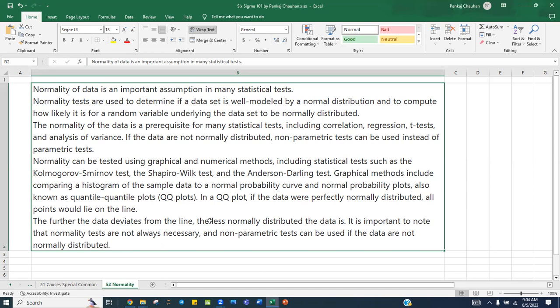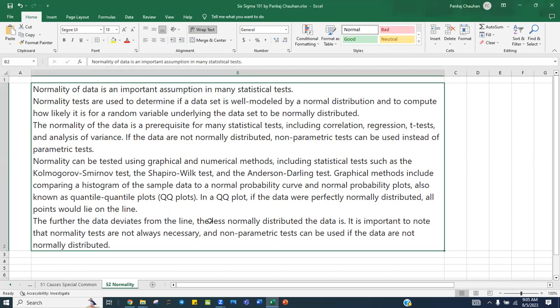Normality can be tested by using some graphical methods, and also some statistical methods, such as the Kolmogorov-Smirnov test, or the Shapiro-Wilk test, or the most famous test which we use, the Anderson-Darling test.